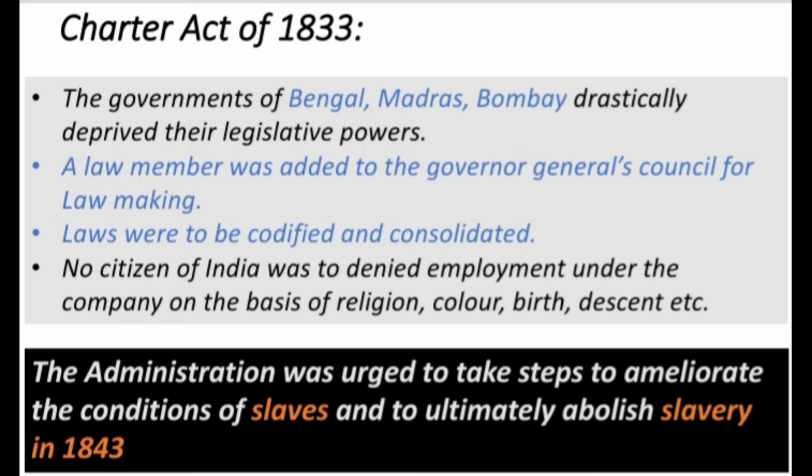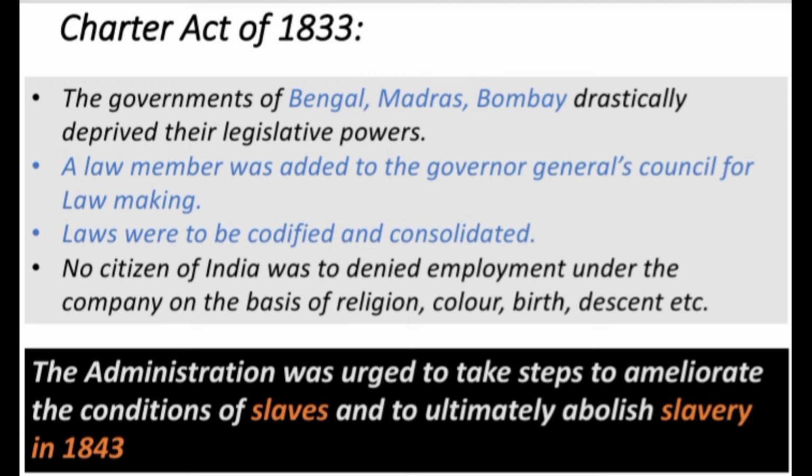A law member was also added to the Governor General's Council for professional advice on lawmaking. Indian laws were to be codified and consolidated, but no citizen was to be denied employment under the company on the basis of religion, color, birth, descent, etc. Although the reality was different, the declaration formed the sheet anchor of the political agitation in India, and the administrator was urged to take steps to ameliorate the conditions of slaves and to ultimately abolish slavery. Slavery was abolished in 1843.